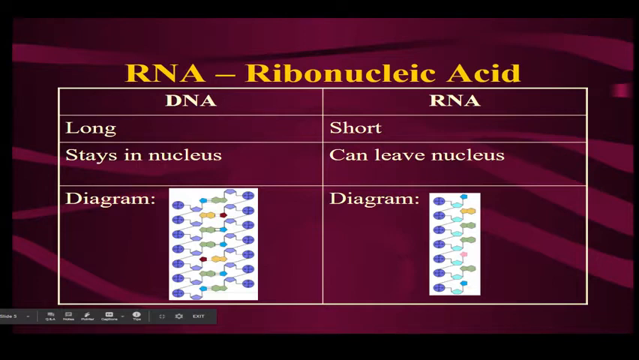DNA is extremely long, while RNA can be short. DNA has to stay within the nucleus. RNA has the ability to leave the nucleus through nuclear pores. And then you can see the comparison of the diagrams between the two.